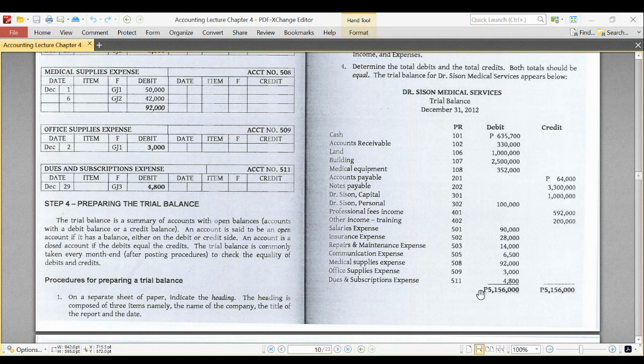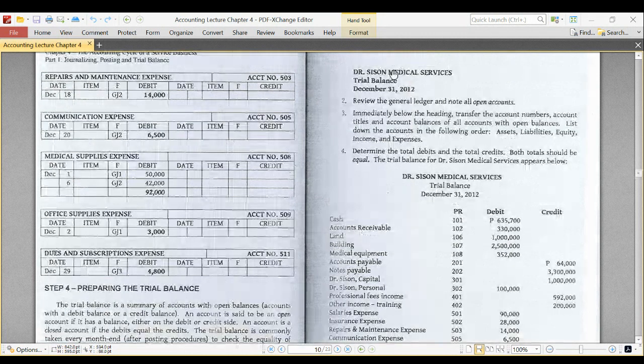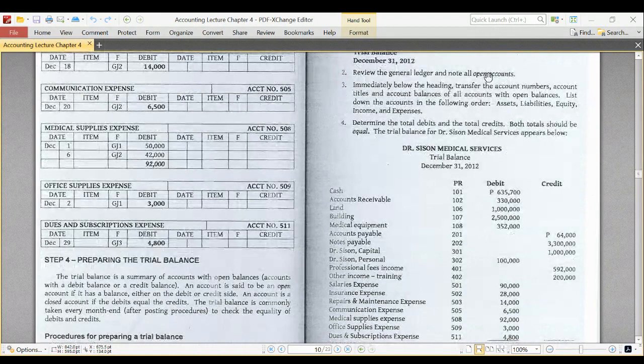So, ayan. And then, kailangan equal si debit side tsaka si credit side. Ayan. So, review the journal ledger and note all outcomes. Lahat ng may ending balance, ilagay sa trial balance. And so, sabi dito, transfer the account numbers, account titles, account balances, and open balances.